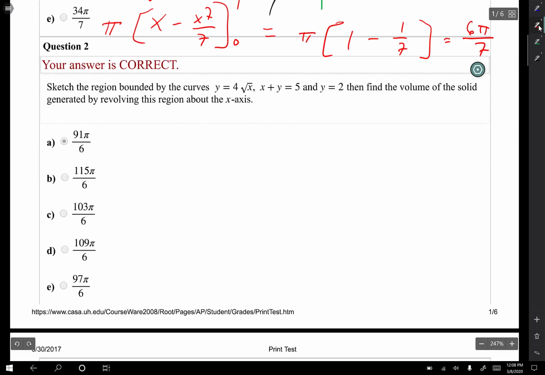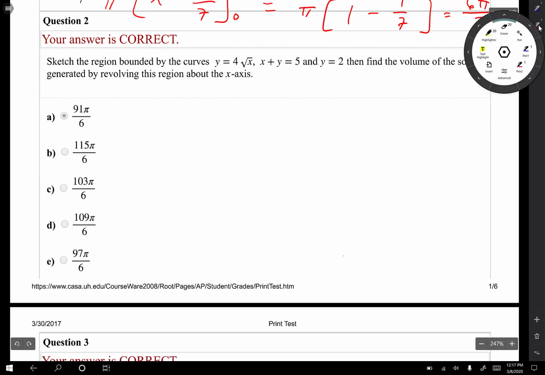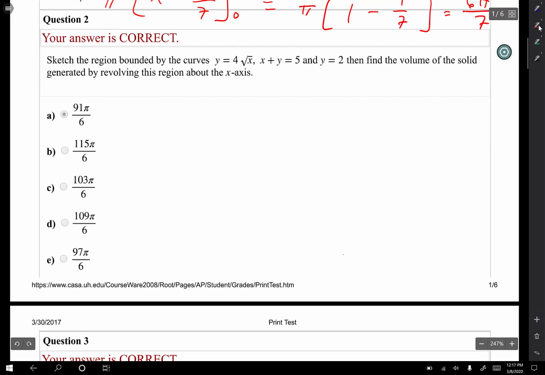All right. Try to do as much as you can without a calculator, and then when you need a calculator, use it. All right, guys, let's look at this question here.